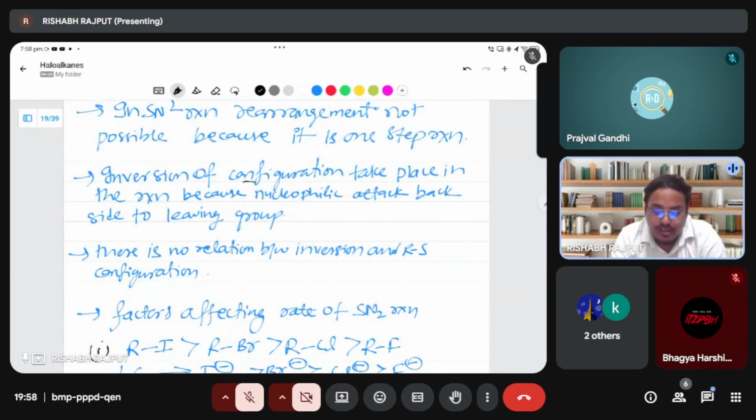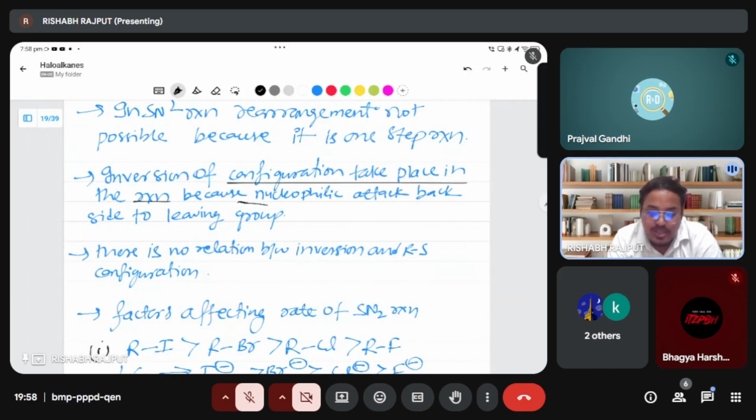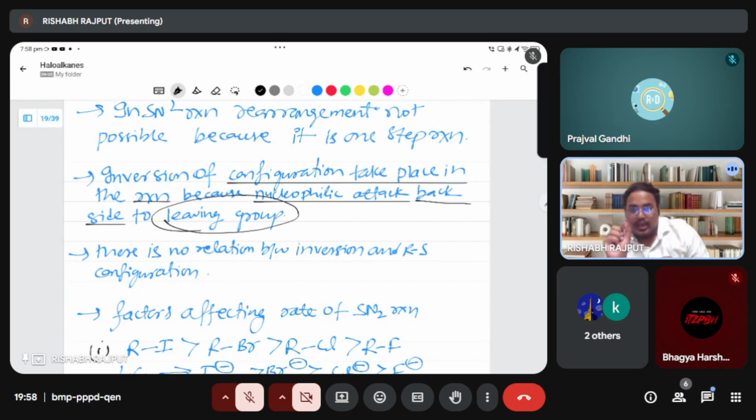Inversion of configuration takes place in the reaction because the nucleophile attacks from the backside of the leaving group, and the leaving group is iodine here, and OH negative comes from the backside. That is why inversion of configuration will happen here. There is no relation between the inversion and the RS configuration. I will tell you later in isomerism what the meaning is.